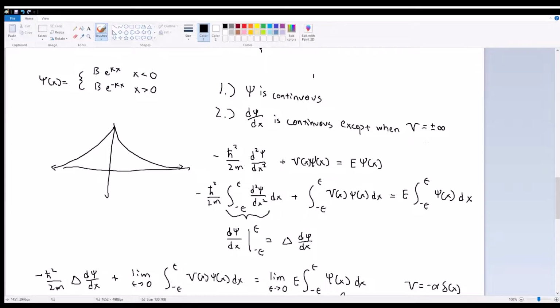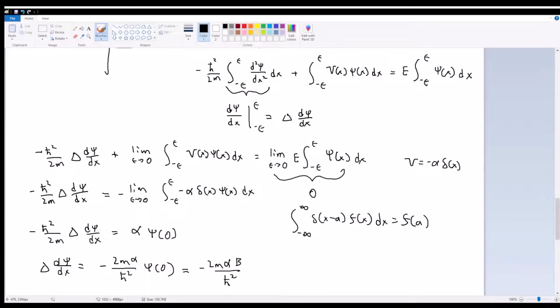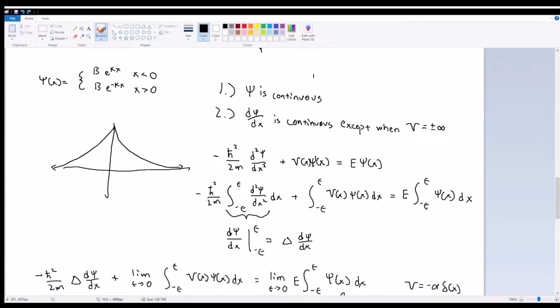But when v is finite, when this is any sort of finite function, as the integral from negative epsilon to epsilon has epsilon go to 0, this integral also cancels out to 0, and we get that this term is just equal to 0. So in normal cases, d psi by dx is indeed continuous, but in special cases where we have infinite potentials or Dirac deltas, that breaks down, and we get these weird looking functions with derivatives that aren't necessarily continuous.